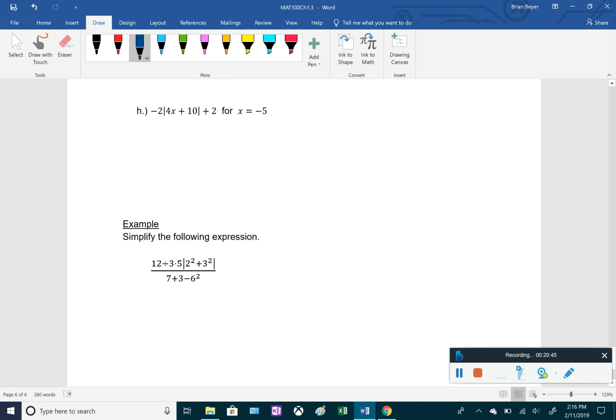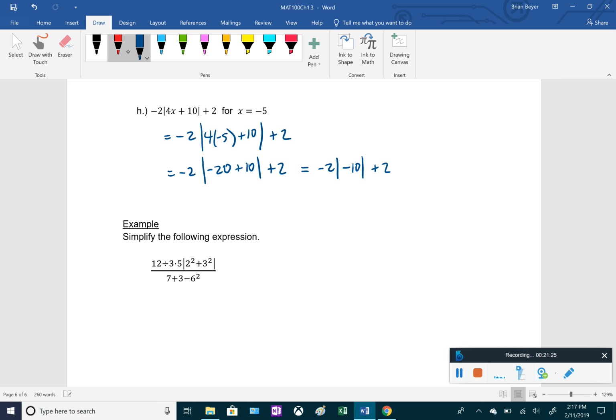Okay, next one, let's evaluate this expression for x equals negative 5. So we're going to plug in a negative 5 into x, just like we did previously in other sections. So we get negative 2 times the absolute value of 4 times negative 5, plus 10, and then plus 2. So we need to evaluate the inside of the absolute value bars first. So 4 times negative 5 is negative 20, so multiplication first. Negative 20 plus 10. So negative 20 plus 10 in those parentheses is going to give us negative 10.